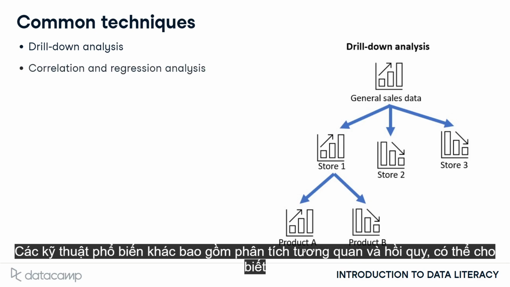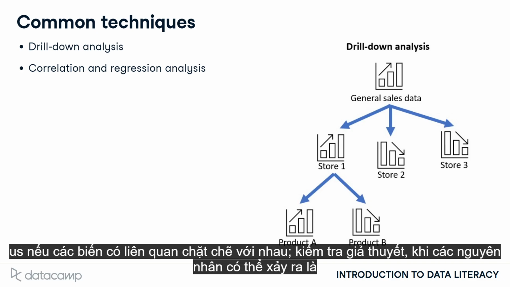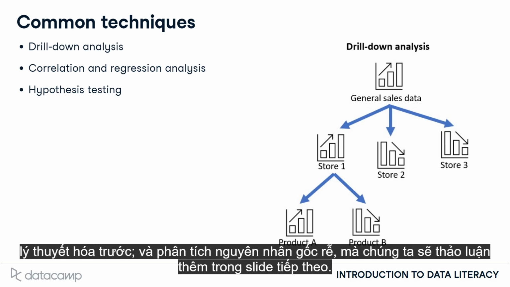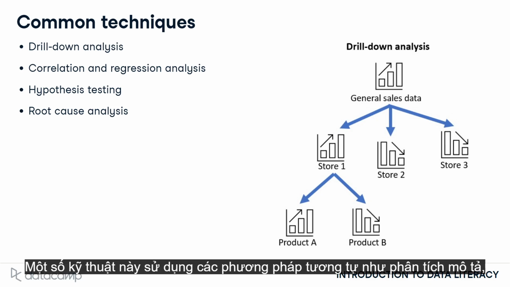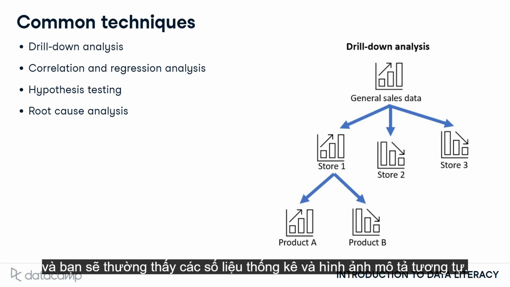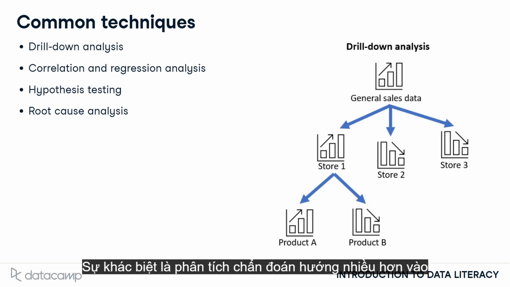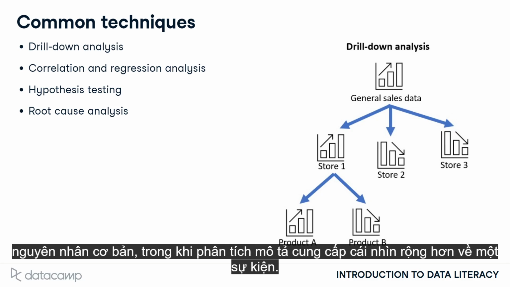Other common techniques include correlation and regression analysis, which can tell us if variables are closely related. Hypothesis testing, when the probable causes are theorized beforehand, and root cause analysis, which we'll discuss further in the next slide. Some of these techniques use similar methods to descriptive analytics, and you will often see similar descriptive statistics and visualizations. The difference is that diagnostic analysis is more directed at underlying causes, while descriptive analytics offers a broader view of an event.